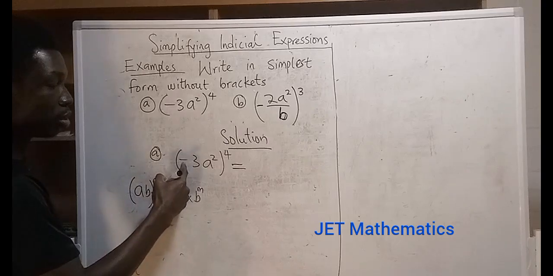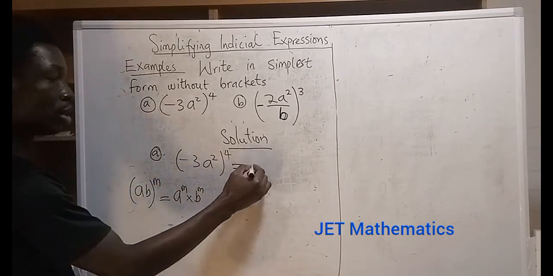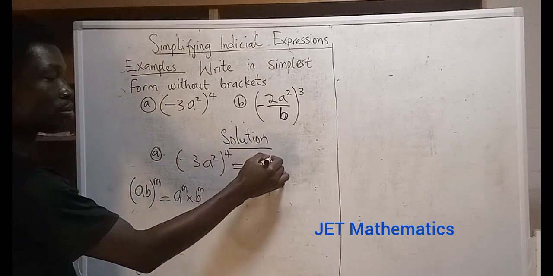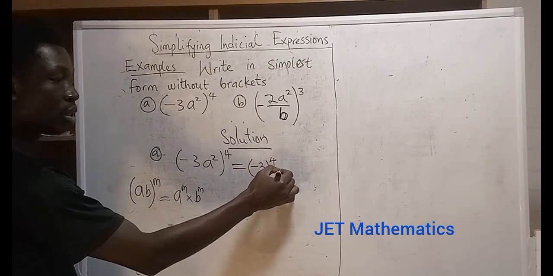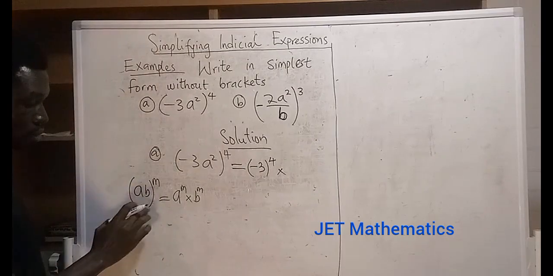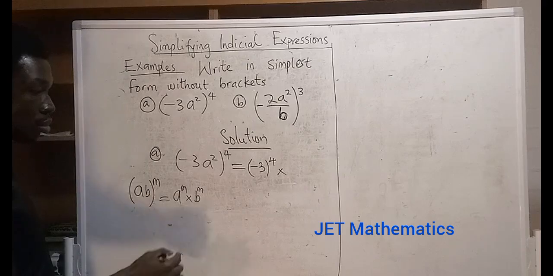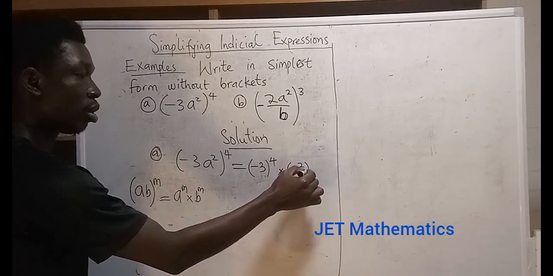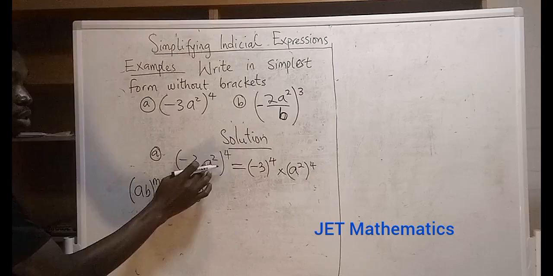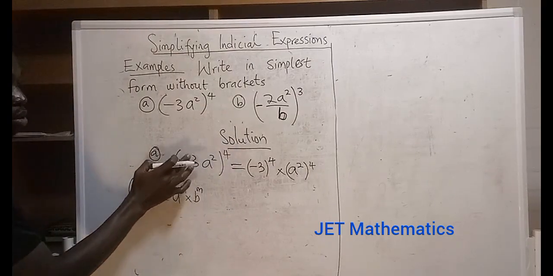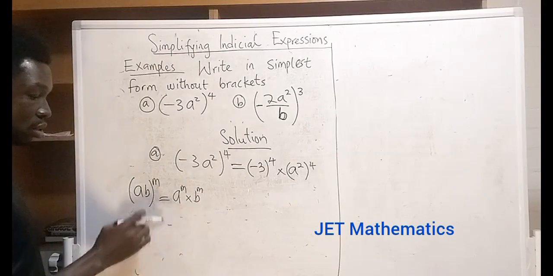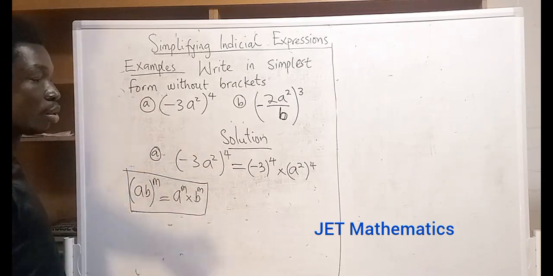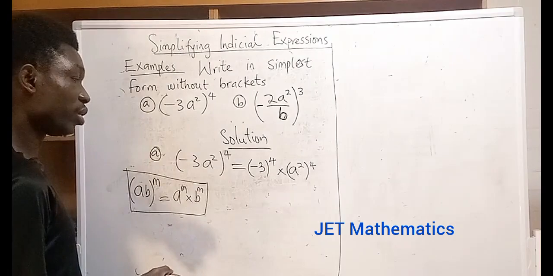When we apply that, minus 3 is like a, so we say minus 3 is raised to the power of 4, times a squared also raised to the power of 4. So this term here is raised to the power of 4, and this term here is also raised to the power of 4. So we're applying those laws we've discussed in our previous video.